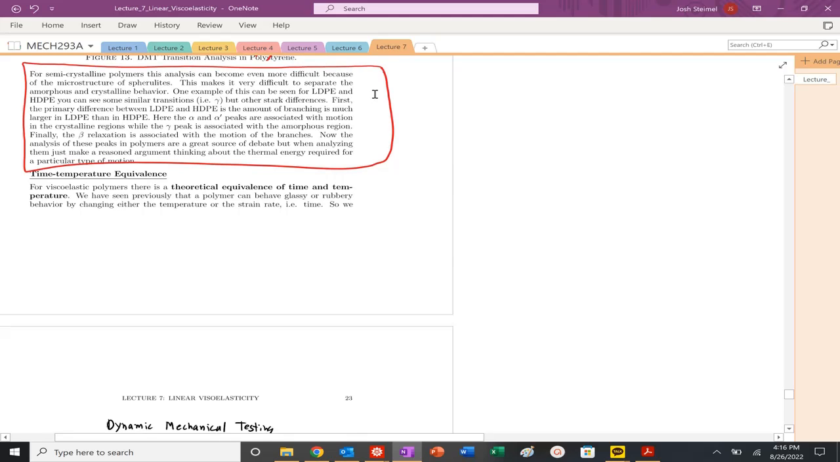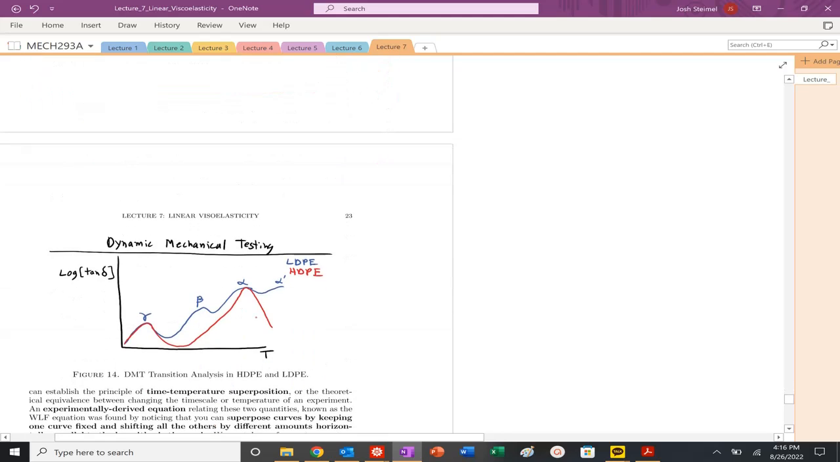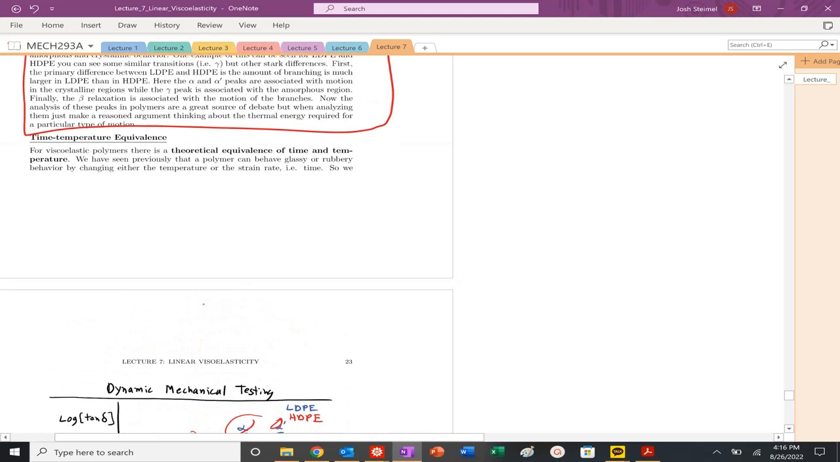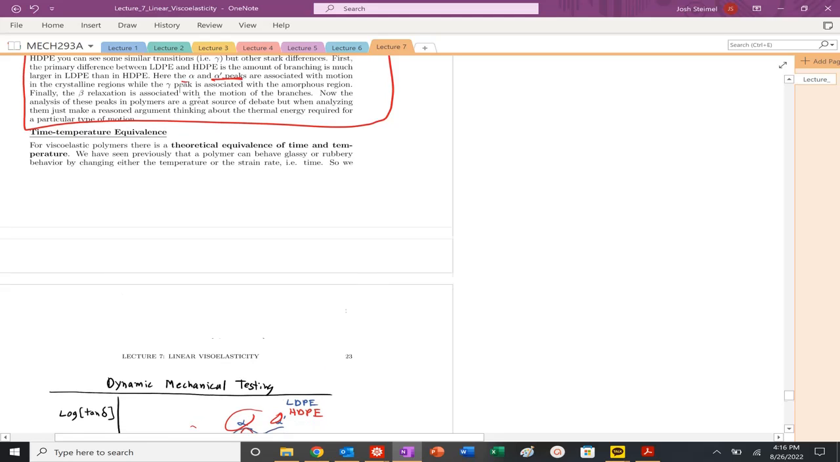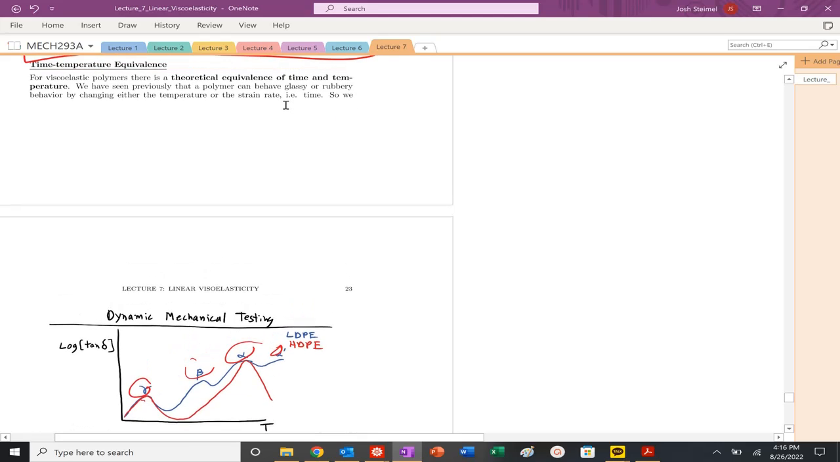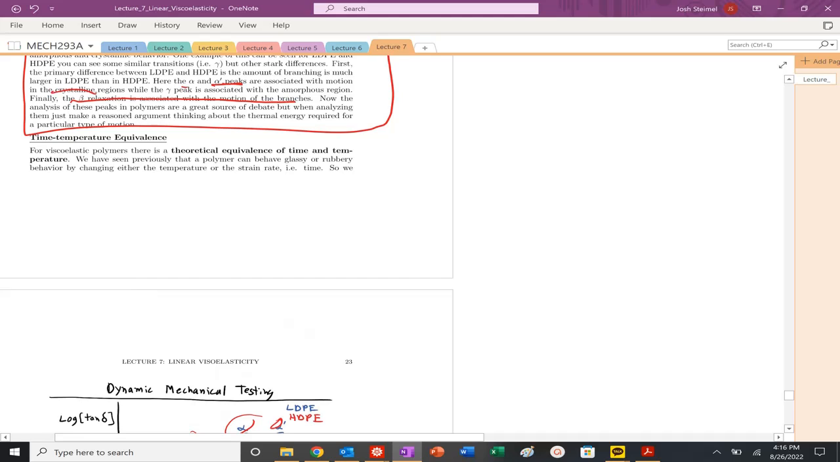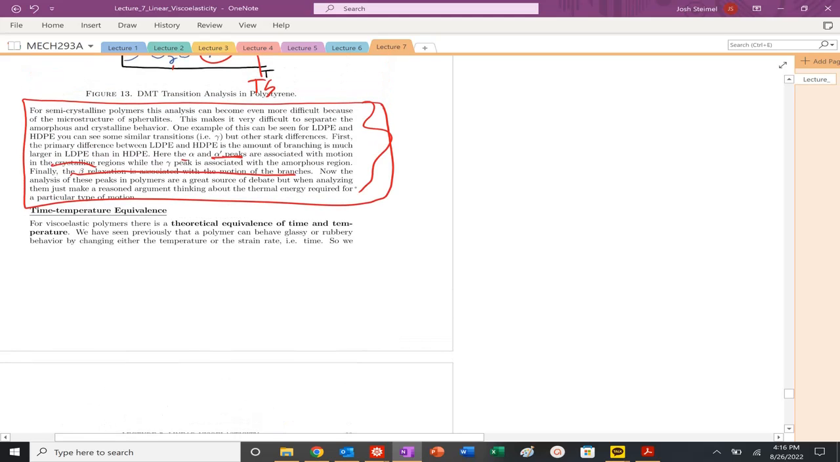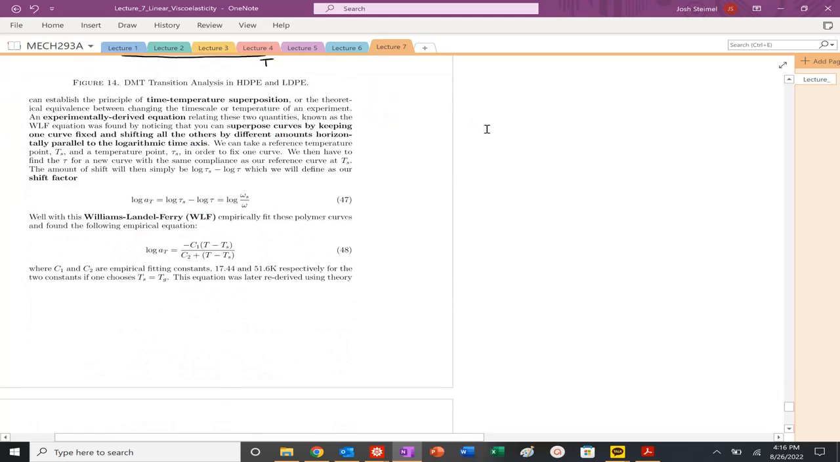One of the cool things is, if you look at a semi-crystalline polymer versus a less crystalline polymer, HDPE and LDPE for example, you can find which of these peaks are associated with motion of crystalline regions and non-crystalline regions. So HDPE is a very crystalline material. The peaks that they have in common are associated with the crystalline regimes. But low density polyethylene has lots of branches, and you can see that there are different peaks related to motion of the branches. So next time we're going to get into time-temperature equivalence as well.